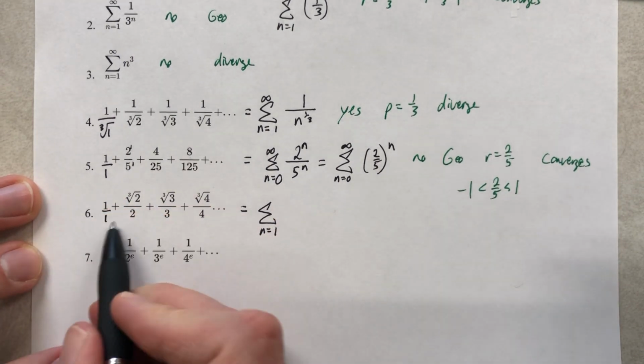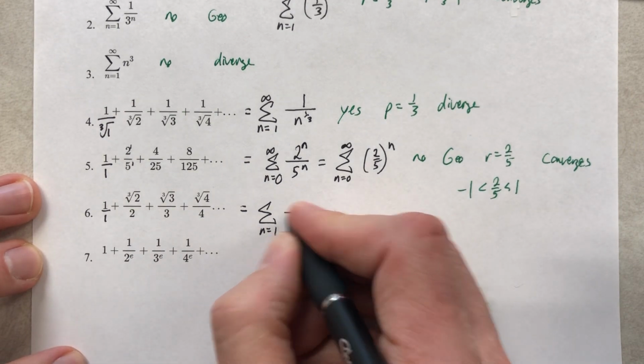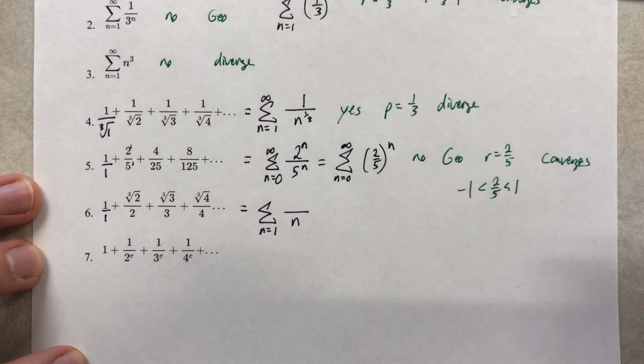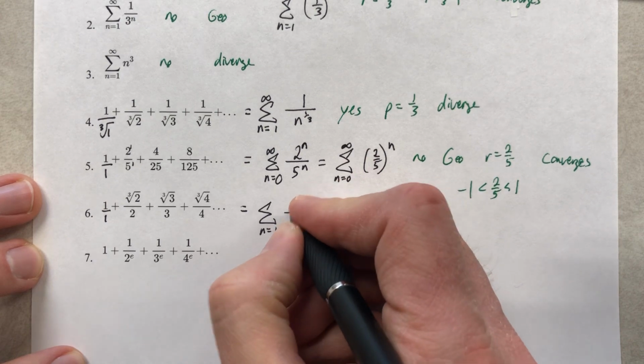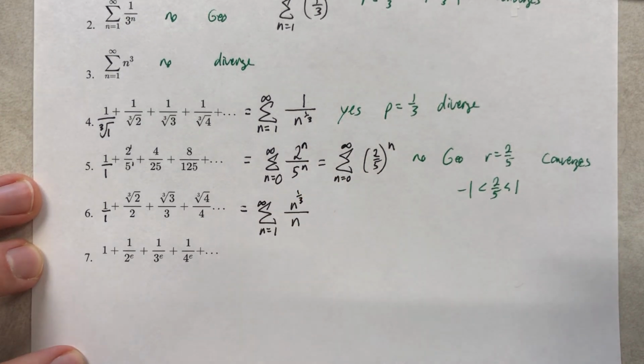So 1, 2, 3, 4. And we have, let's see. That's n right there. I'm going to over-explain a little bit on this one. This is n down here, and the numerator is n, but it's cube-rooted, so this is n to the 1/3 power. There we go. That's what it is.